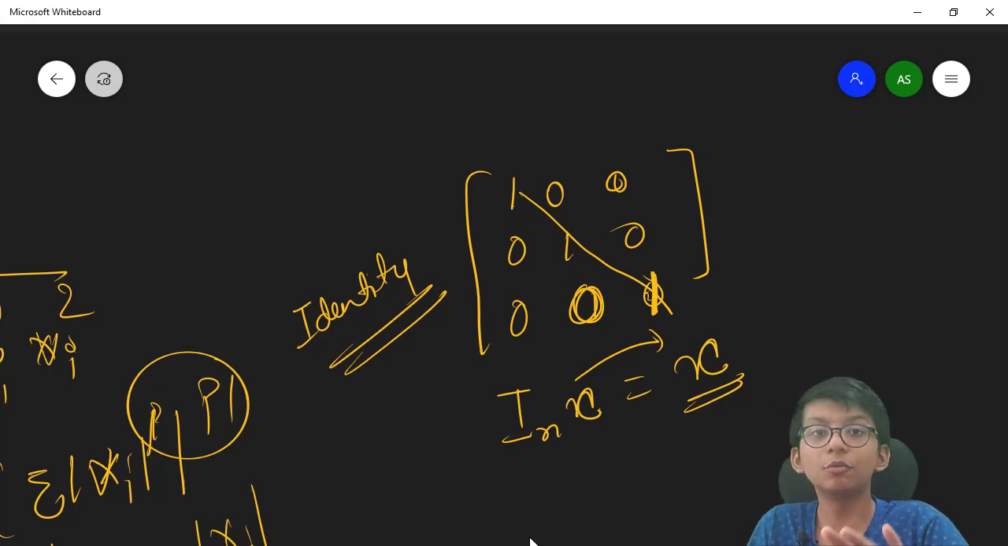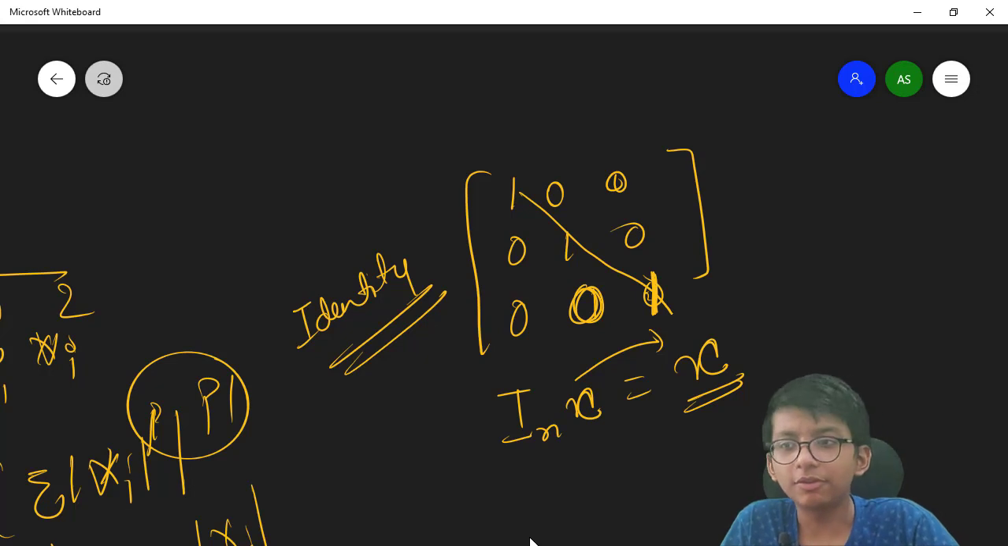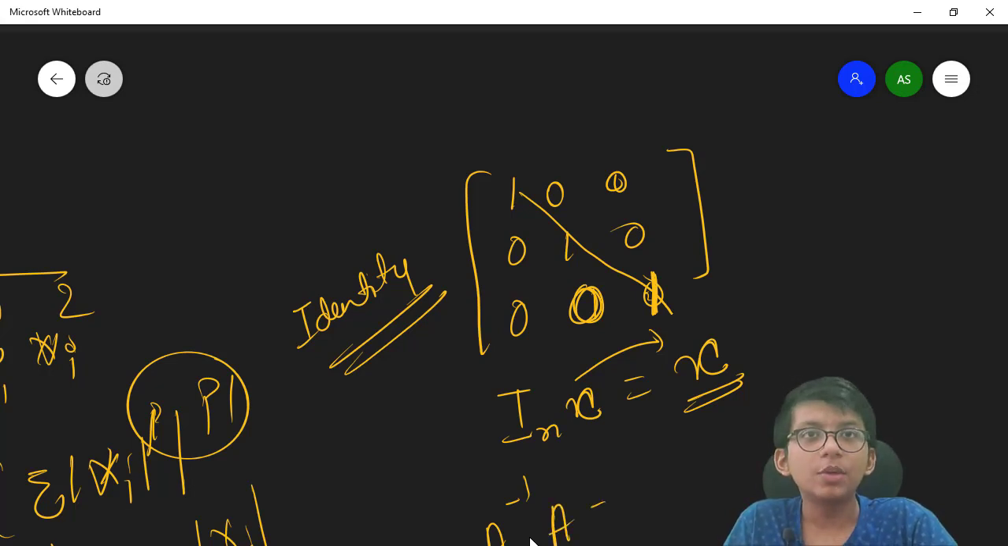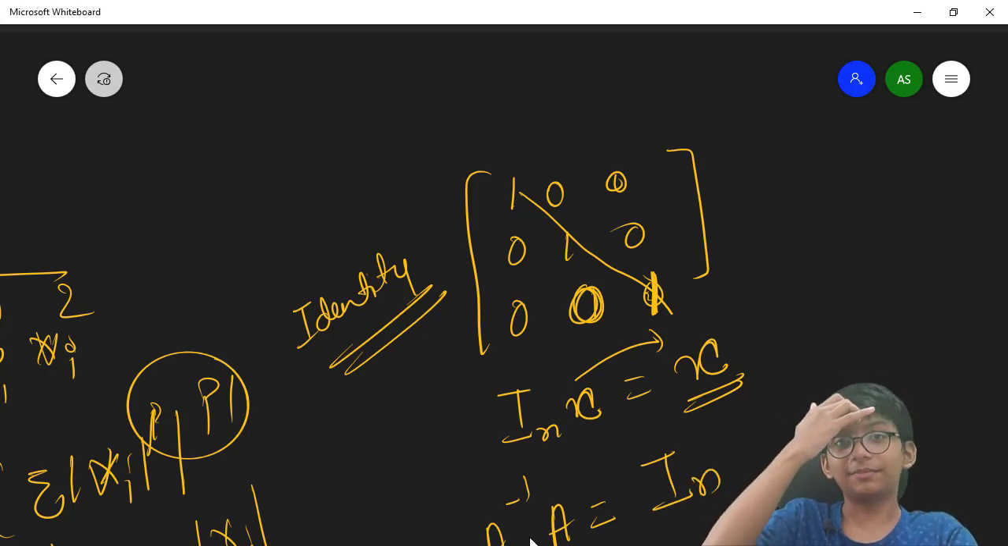Obviously it's not used too much, but if you have heard of it in your class 8th, they have talked about the inverse of a matrix. You take out the inverse of a matrix by A superscript minus 1 times A, which always results in your identity matrix. Okay, so that's the basic thing.